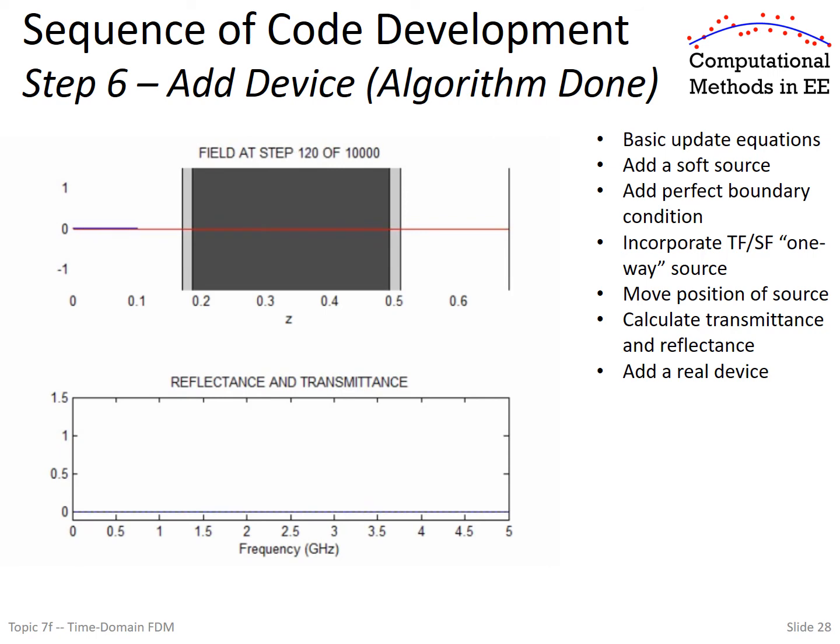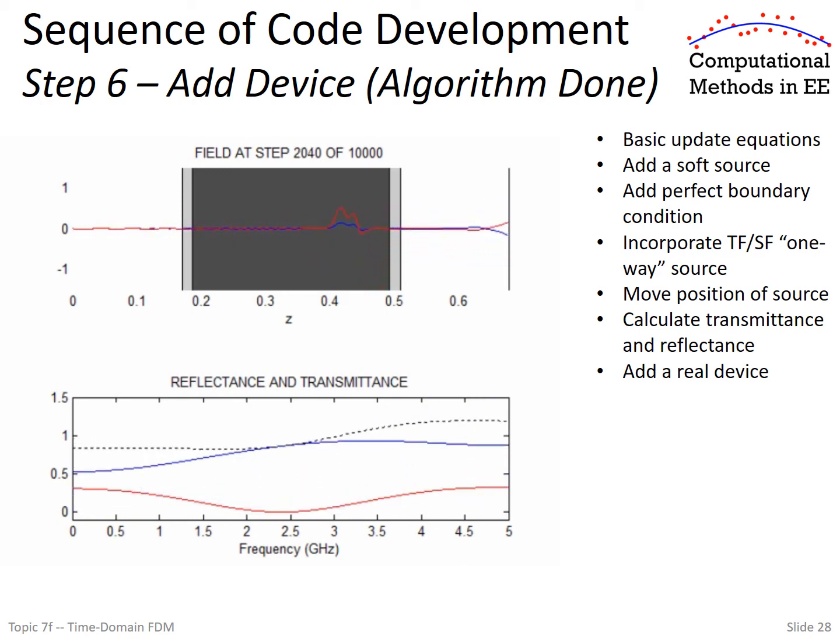And if I waited until I got all the code written to hit run that first time, I would have a really hard time figuring out where my errors are. Whereas if I write my code in steps like this, I'm much better able to catch my errors as I go. Okay, so that's one-dimensional finite difference time domain.